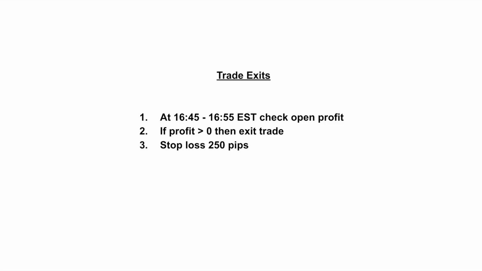Trade exits, basically we're exiting at the end of the session if we're in profit. This is our good old bailout exit. I like to use 16:45 to 16:55 Eastern Standard Time, so between 5 and 15 minutes before the end of the session. Check whether we're in profit, and this may be within the same day that we've entered the trade. If we're in profit, then we're going to exit. If we're not in profit, we leave the trade running. And the other exit is a stop loss of 250 pips. So we're only going to get out of a trade one of two ways. We're going to exit into profit, or we're going to hit our stop loss.